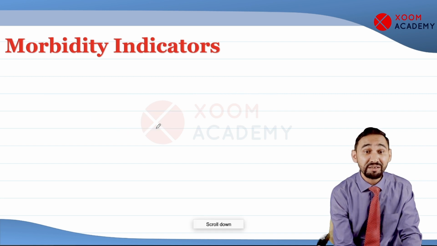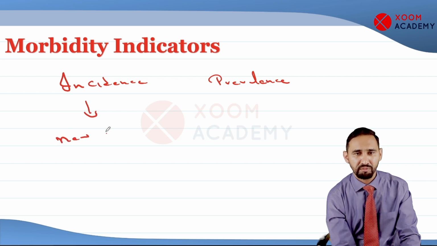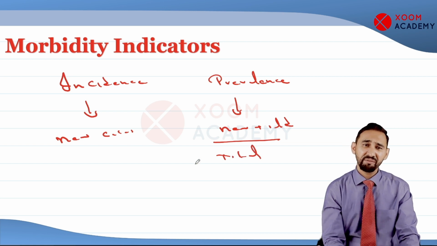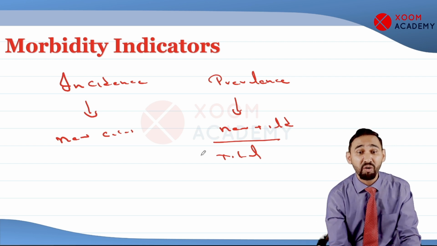What is the difference between incidence and prevalence? Incidence shows the number of new cases, whereas prevalence shows new plus old cases, or we can say the total number of cases. If incidence increases, prevalence may increase or decrease. It depends on mortality.